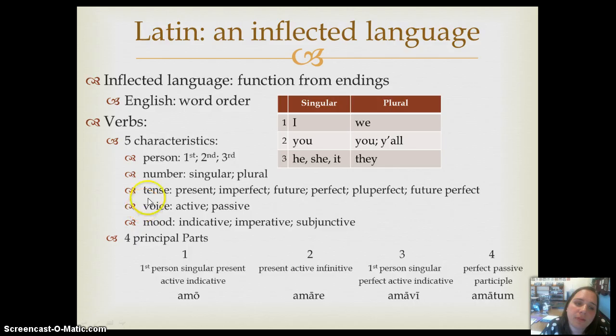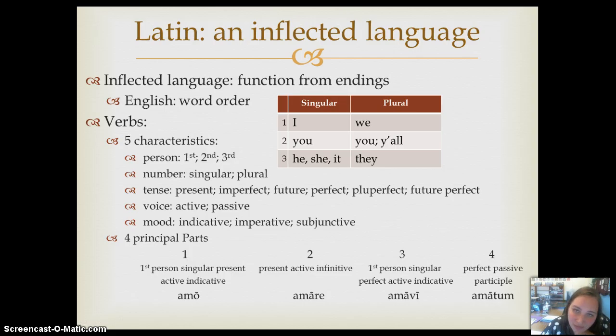The third characteristic of a Latin verb is its tense, and it can be one of 6 tenses. It can be present, imperfect, or future, perfect, pluperfect, or future perfect. The fourth characteristic is voice. It can be active or passive. And the fifth characteristic is mood. You can have an indicative, an imperative, or a subjunctive verb. Now, for this year, we will only be learning the indicative and the imperative. We're going to leave the subjunctive till Latin 3.